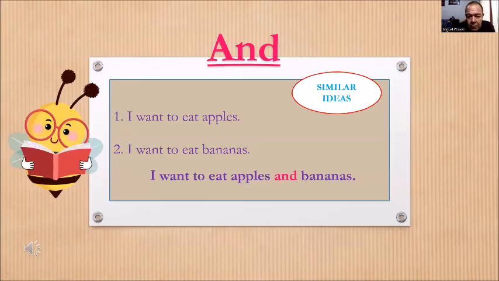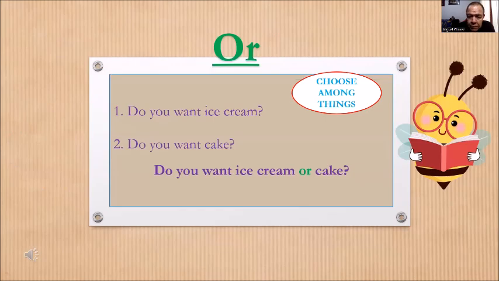The conjunction and is used to connect similar ideas. I want to eat apples. I want to eat bananas. I want to eat apples and bananas. The conjunction or is used to choose among two things. Do you want ice cream? Do you want cake? Do you want ice cream or cake?